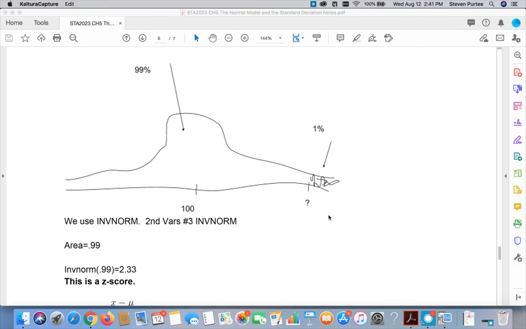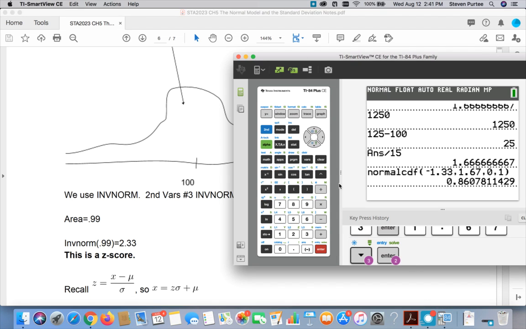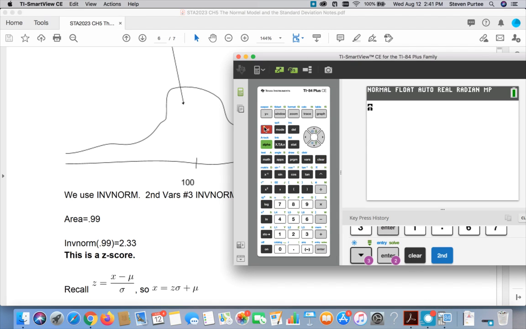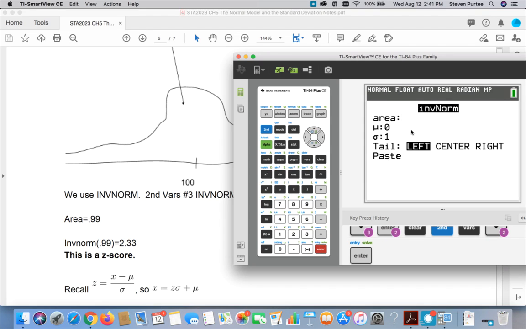We have a button that does this for us on our calculator. It's called inverse norm. So here in the calculator, we'll go second vars to get to distribution, and we go to number 3, inverse norm. Okay. And there are a lot of different ways we could do this, but this is the easiest. Leave this on left. Never ever change these two numbers, or you will mess up every problem for the rest of the semester. You will confuse your calculator.